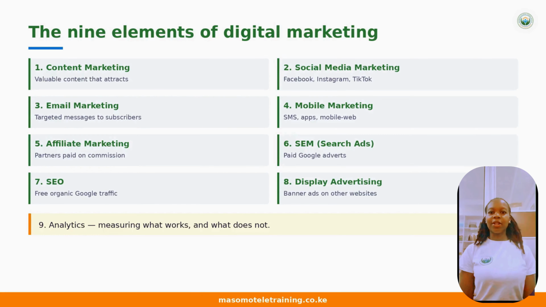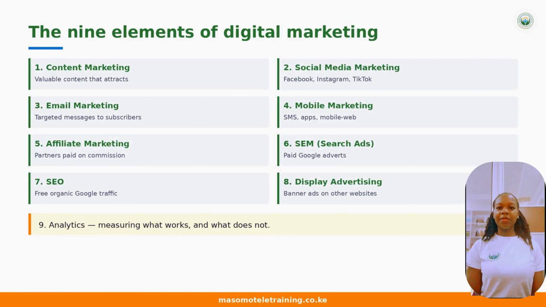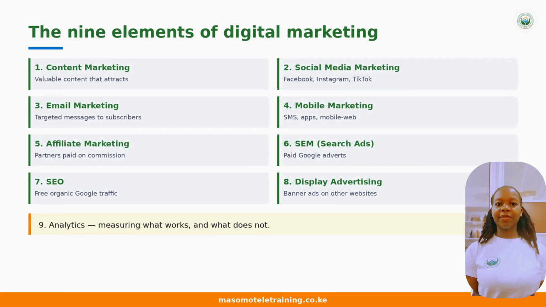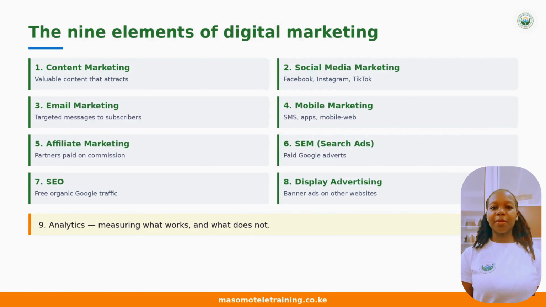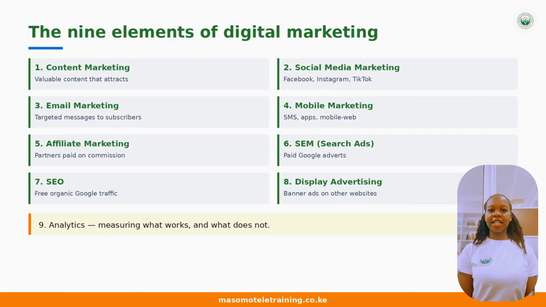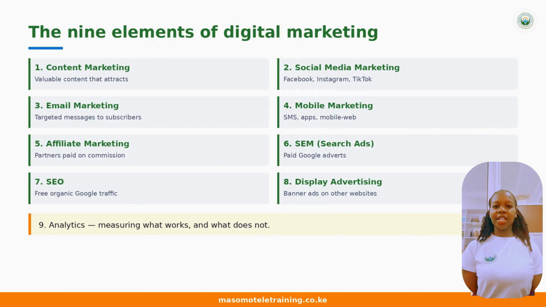There are 9 core elements of digital marketing that every trainee must know. 1. Content marketing, creating valuable content to attract an audience. 2. Social media marketing, using platforms like Facebook and Instagram. 3. Email marketing, sending targeted messages to subscribers. 4. Mobile marketing, reaching customers on their phones.